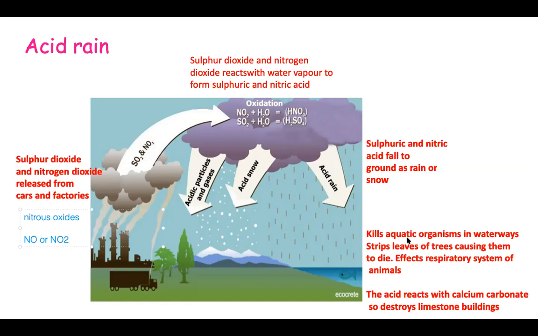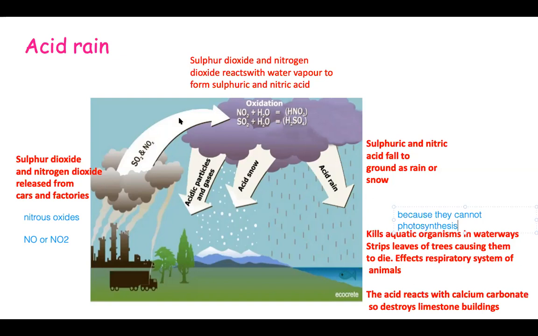And this is a problem because it kills aquatic organisms. It strips the leaves off trees, which causes them to die because they cannot photosynthesize. It also affects the respiratory system of animals, so breathing in acid rain is not good. A non-living effect is that the acid reacts with calcium carbonate, so it destroys any limestone buildings.